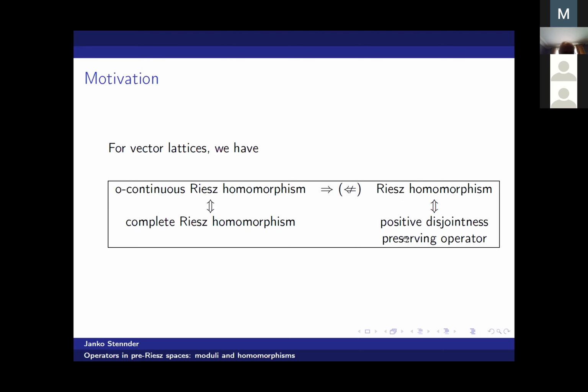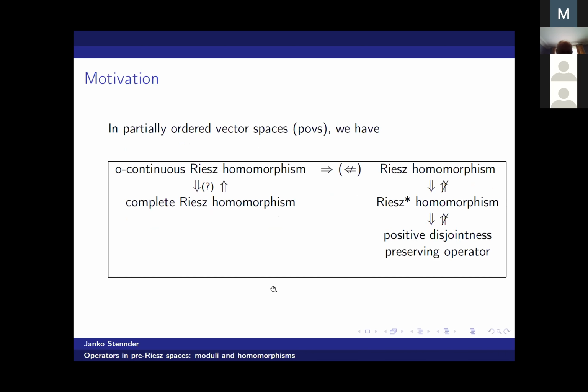We have the relation that every complete Riesz homomorphism is always a Riesz homomorphism, but it's also known that the converse is not true. In the past few decades, generalizations of those Riesz homomorphisms to partially ordered vector spaces have been introduced by Van Haandel, and also Buskes and Van Rooij introduced one notion. In partially ordered vector spaces, the picture looks like this. So we also have on the one side the Riesz homomorphisms, and on the other side the order continuous Riesz homomorphisms.